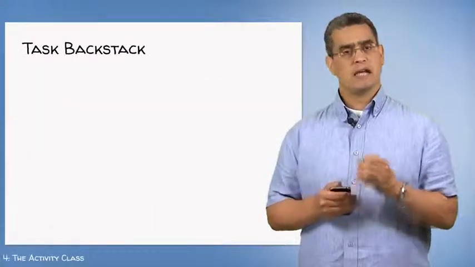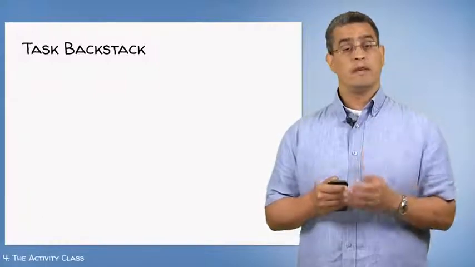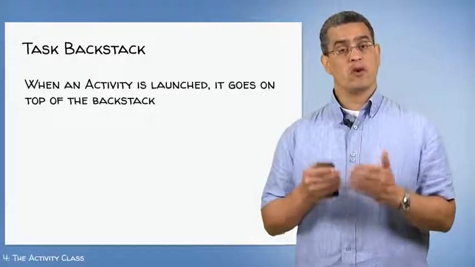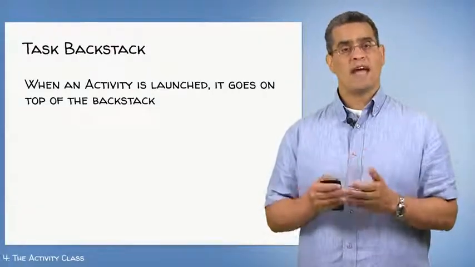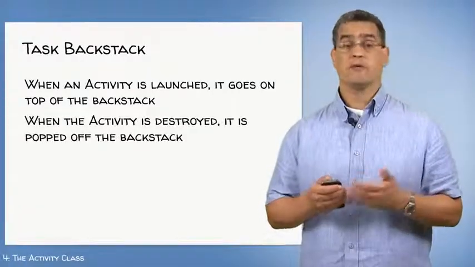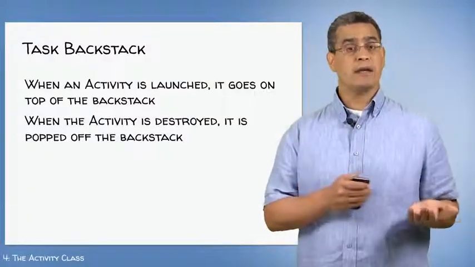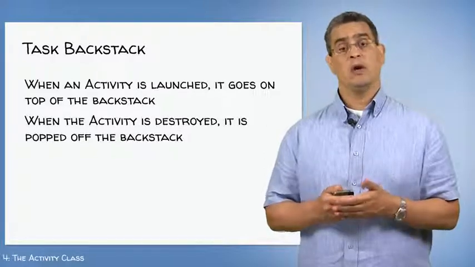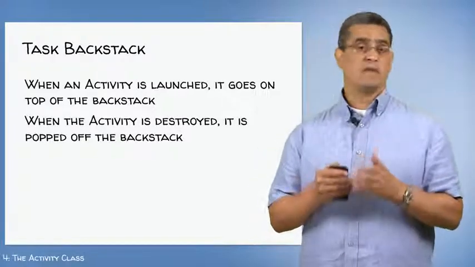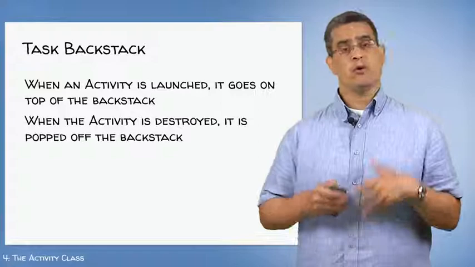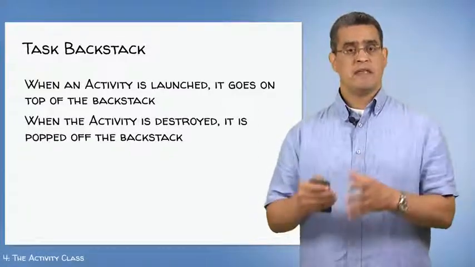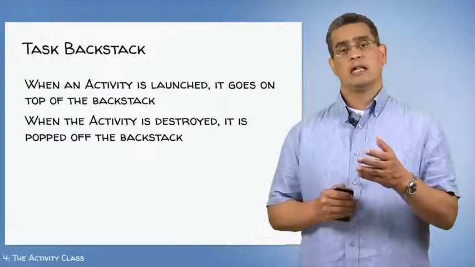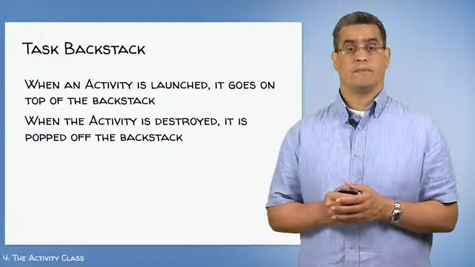The task backstack works as follows. When an activity is launched, it's pushed onto the task backstack, normally as part of the current task. When that activity is later destroyed, for example, because the user hit the back button, because the activity terminated itself programmatically, or even because Android itself has decided to kill that activity in order to reap its resources, then the activity is popped off the task backstack. Let's take a look at how this process works.